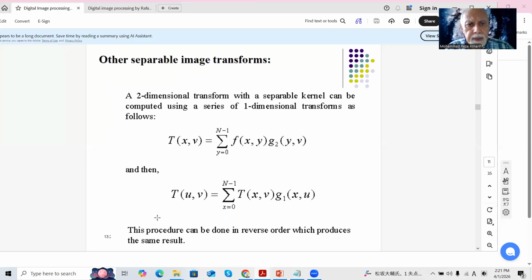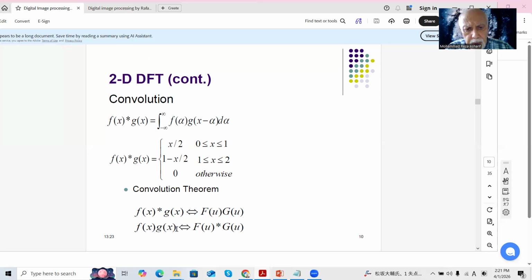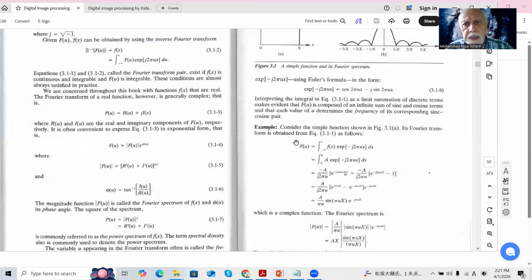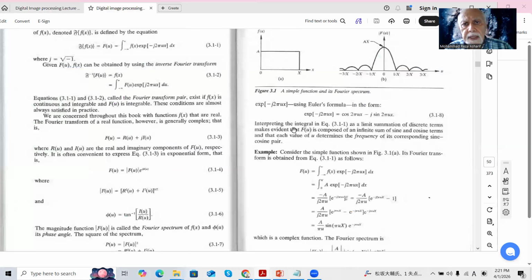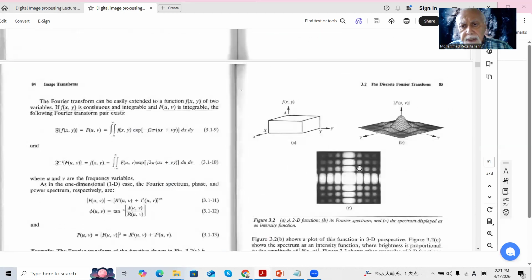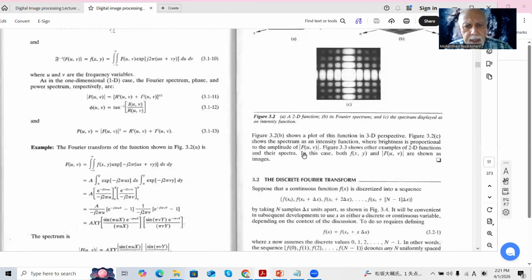There are other separable properties, but here I want to stop and then show more about the other things from the book. Here is this example. Then you can study this, and this is a two-dimensional example.